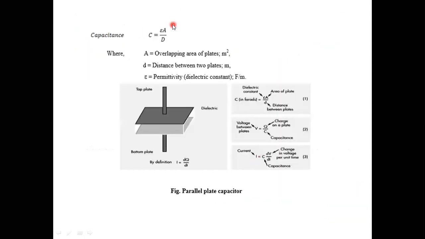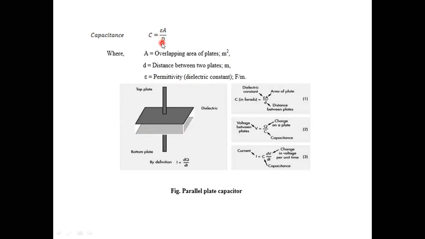So C equals epsilon A by D, where A is the overlapping plate area expressed in meter square, D is the distance between the two plates with unit meter, and epsilon is permittivity, the dielectric constant. Let us suppose this is the top plate of a capacitor and this is the bottom plate, separated by a dielectric material. Therefore C equals epsilon A by D.